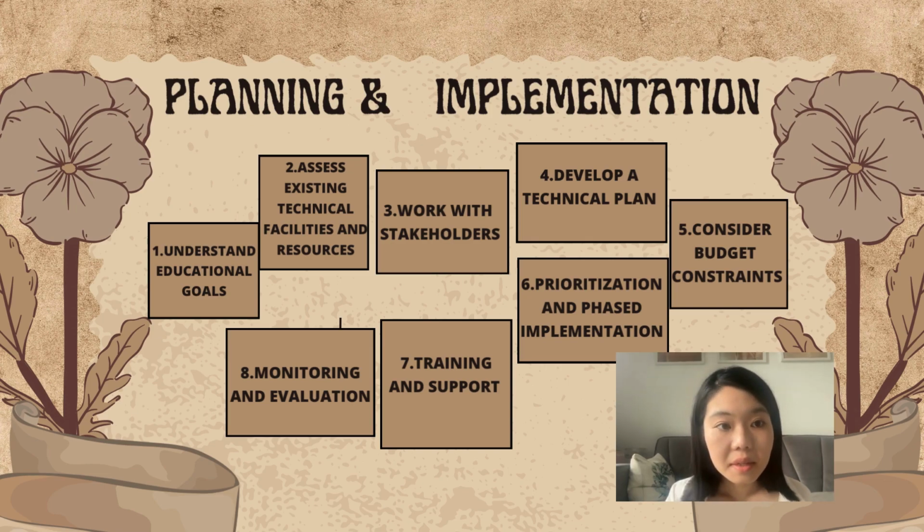The sixth is prioritization and phased implementation. Implement technical plans in phases and complete them gradually according to priority. Determine key goals and implementation plans for each stage to ensure the smooth advancement of the technology plan.